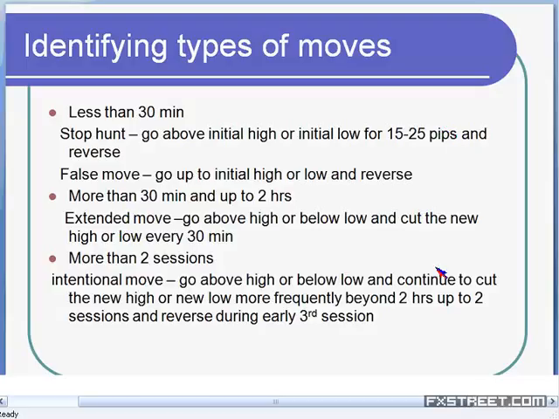The extended move is the one where they go above the high and stay there for 2 hours and reverse. That's what I was telling you. If they are staying more than 2 hours, it is an intentional move. They go above the high, what you see today, and continue to cut the new high or new low more frequently beyond 2 hours, up to 2 sessions, and reverse during the early third session. Till such time, they are expected to gain the levels, and they cannot rise or drop endlessly. They have to reverse the market. They are all called intraday reversals.